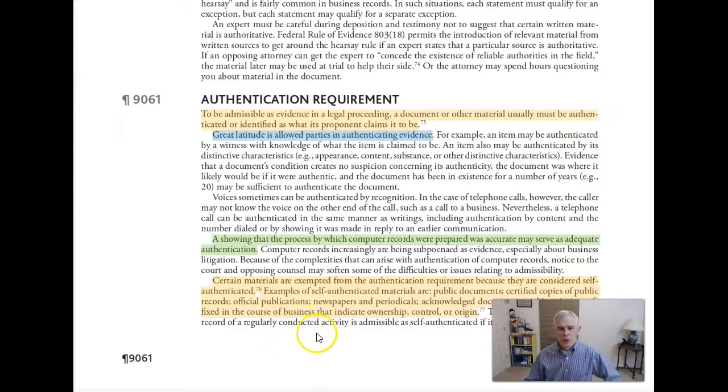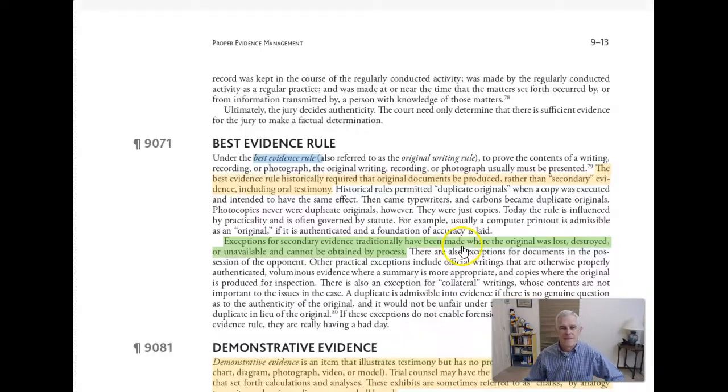And then there are certain materials exempted from the authentication requirement: public documents, certified copies of records, newspapers, periodicals, business information, control and origin, and so forth. Best evidence rule. Okay, the best evidence rule historically required that the original documents be produced rather than secondary evidence, including oral testimony. Yes, you would like to have those original documents, but it does say if they're destroyed or lost, maybe secondary evidence, like a copy, can be presented.